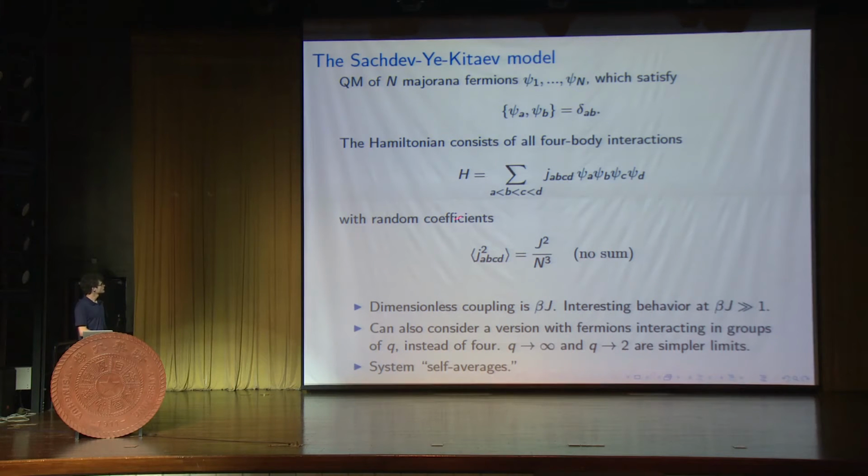So the Hamiltonian in this form was written down by Kitaev. It's a refinement, in some ways an improvement, of the earlier spin system model that was discussed by Sachdev and Ye, hence the name Sachdev-Ye-Kitaev. So how can we analyze the system?